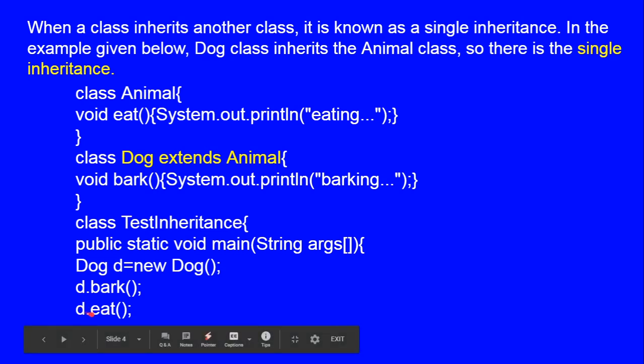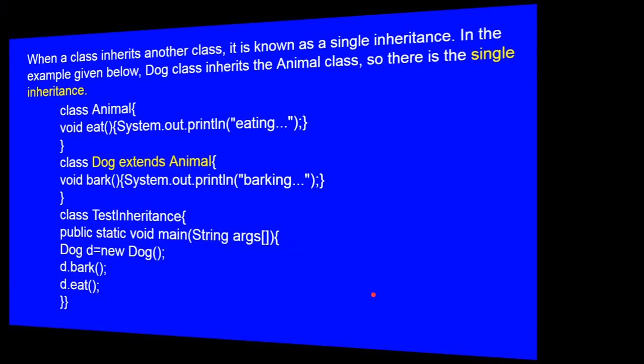We have to carefully note that d is the object of the dog class, but bark is the method of the dog class and eat is the method of the animal class. Now you have created an object d for the dog class, and we are calling d.bark and d.eat. So bark is from the dog class and eat is from the animal class. Because of the single inheritance concept, since this statement extends the animal class to the dog class, from the dog object d we can call both bark as well as eat. So this is the example of the single inheritance. The dog class has a single parent, which is the animal class.